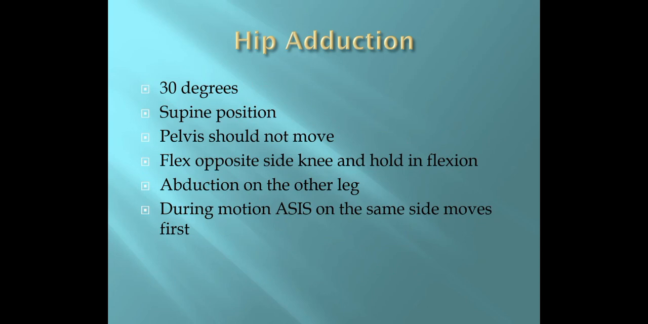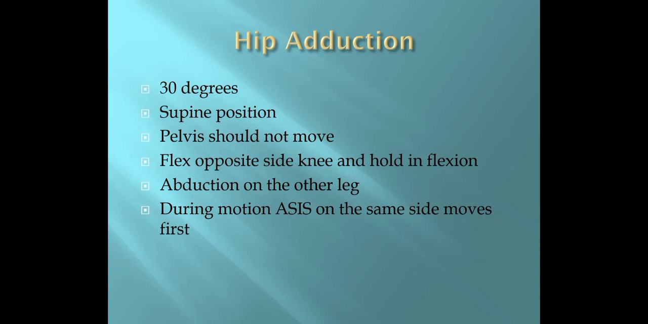During motion, the ASIS on the same side moves first. So there are two ways to check the hip adduction movement. In one method, the patient can be in supine lying and he is flexing the opposite side hip and knee so that the other leg can perform the hip adduction movement.